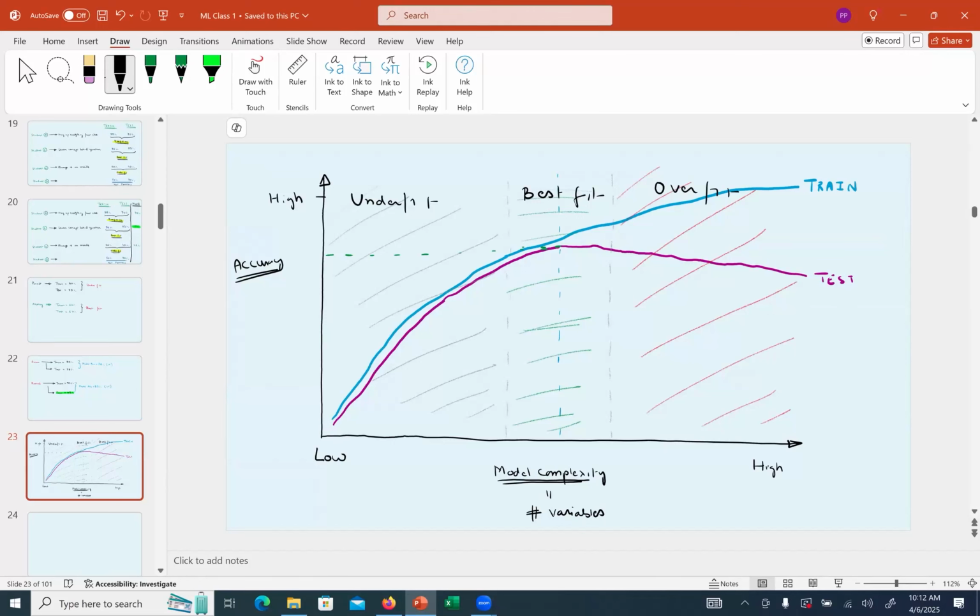Similarly, if I add too many variables, like which school you went to, what was your father's height, your grandfather's height, your great grandfather's height, your mama's height, chacha's height, mosi's height, if I put all of these, right, then it can happen that your test data accuracy will start going down, because now you are making the model unnecessarily more complex.